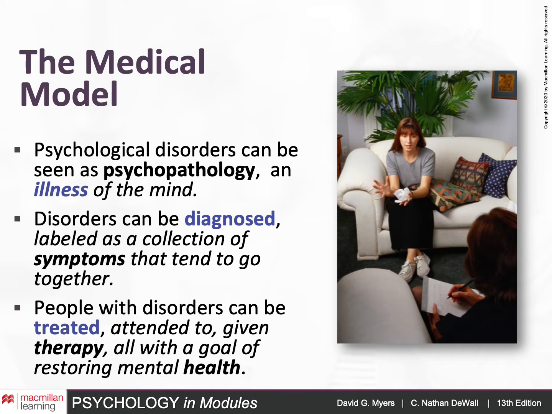So again, psychological disorders are seen as what's called psychopathology, or an illness of the mind. And disorders can be diagnosed, labeled as a collection of symptoms that tend to go together, right? So because we have this collection of symptoms that we've defined, or these patterns of behavior that we've defined, we can diagnose psychological disorders, and people with these disorders can be treated. They can be given therapy and medication and other interventions designed to restore mental health.